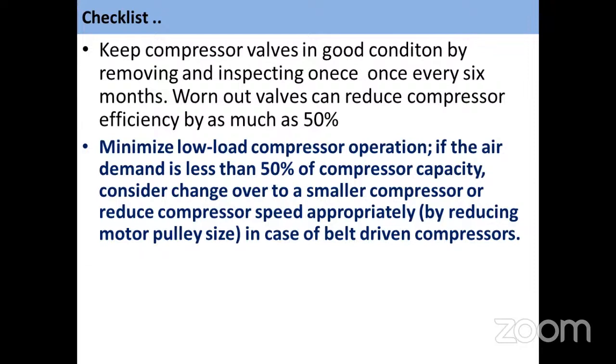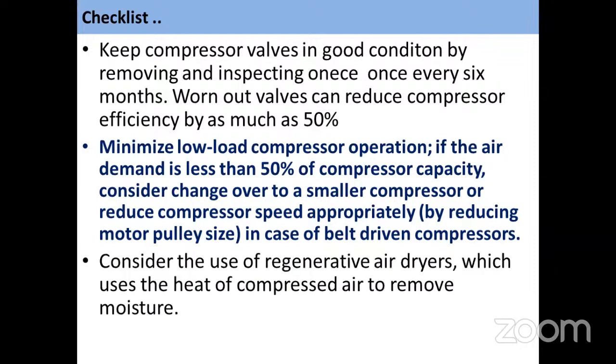Minimize low load compressor operation. If the air demand is less than 50% of compressor capacity, consider changing over to a smaller compressor or reduce compressor speed by reducing motor pulley size. In case of belt driven compressors, consider the use of regenerative air dryers, which use the heat of compressed air to remove moisture.